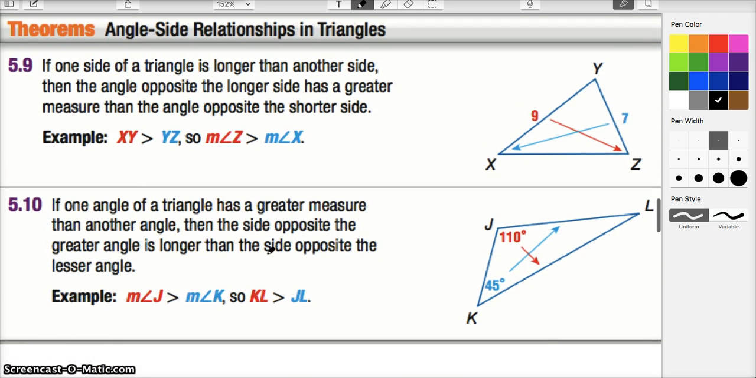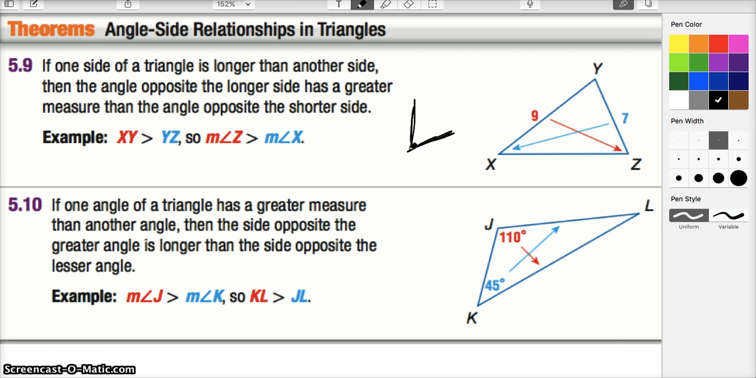All right, so now we have theorems 5.9 and 5.10. We're going to talk about angle-side relationships, and this is kind of cool. I like it. Basically, what's going to happen here is that if you have a side that's longer than another side, then you know that the angle opposite that side is bigger than the angle opposite the smaller side, which kind of makes sense if you think about opening something. I think they might do it somewhere in this textbook, talk about opening a door.